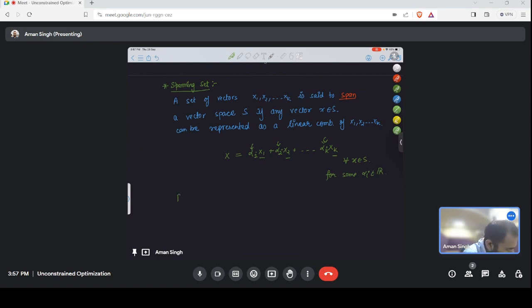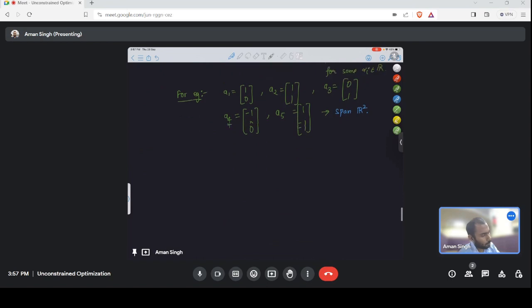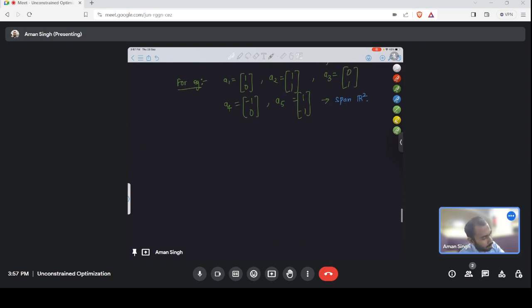So for example, let's say we have a1 is equal to (1, 0), a2 is equal to (1, 1), a3 equal to (0, 1), a4 is equal to (-1, 0), a5 is equal to (1, -1). So actually they span R squared. We'll see how. We'll see through the diagram.